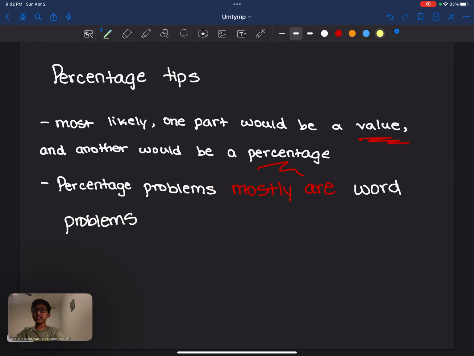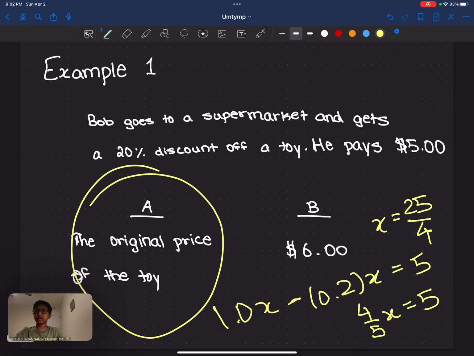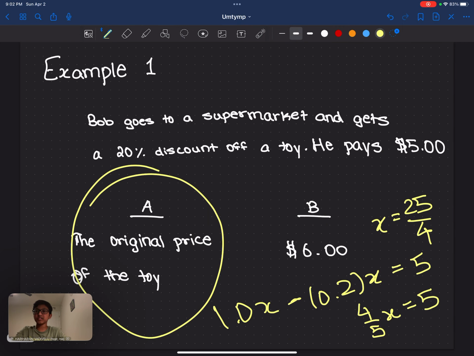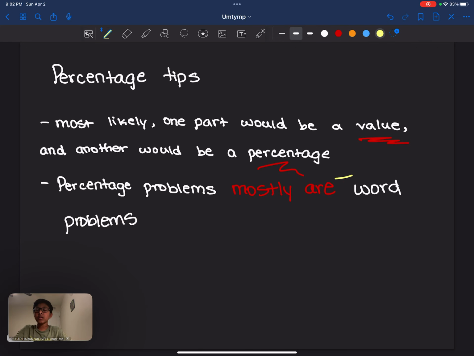So these are pretty easy questions, actually. It seems very complicated. I mean, as soon as I see a word problem, I flip. Don't sweat about it, because most of these are going to be easy problems like this. One part would be a value, and the other one would be a percentage most of the time, and they're mostly word problems.